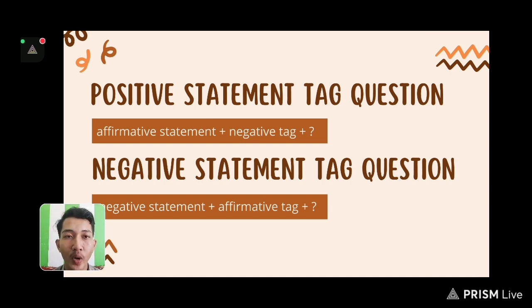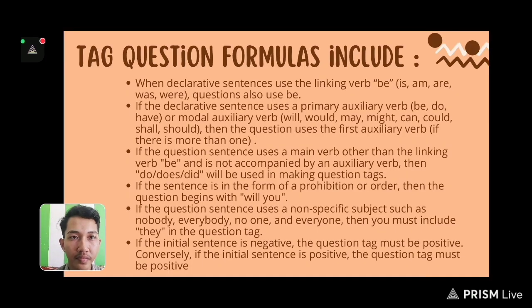And this is a simple formula. For a positive statement, the question tag is negative: an affirmative statement plus a negative tag question. Conversely, for a negative statement, the question tag is affirmative: a negative statement plus an affirmative tag. And next, these are several formulas for the question tag.